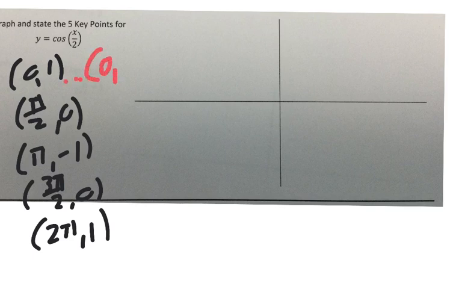So let's multiply all the x's by 2. So it's going to put me at 0, 1. Pi, 0. 2 pi, negative 1. 3 pi, 0. 4 pi, 1.